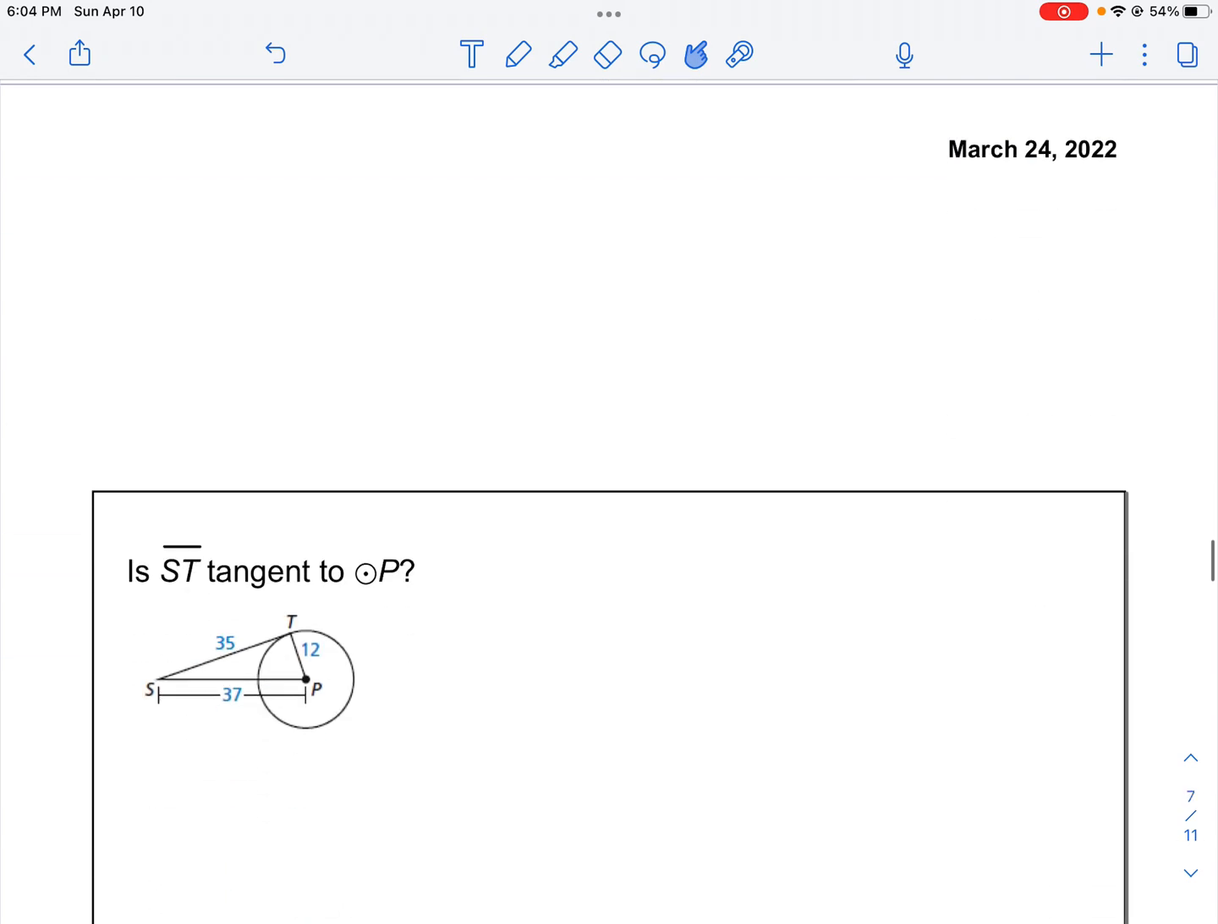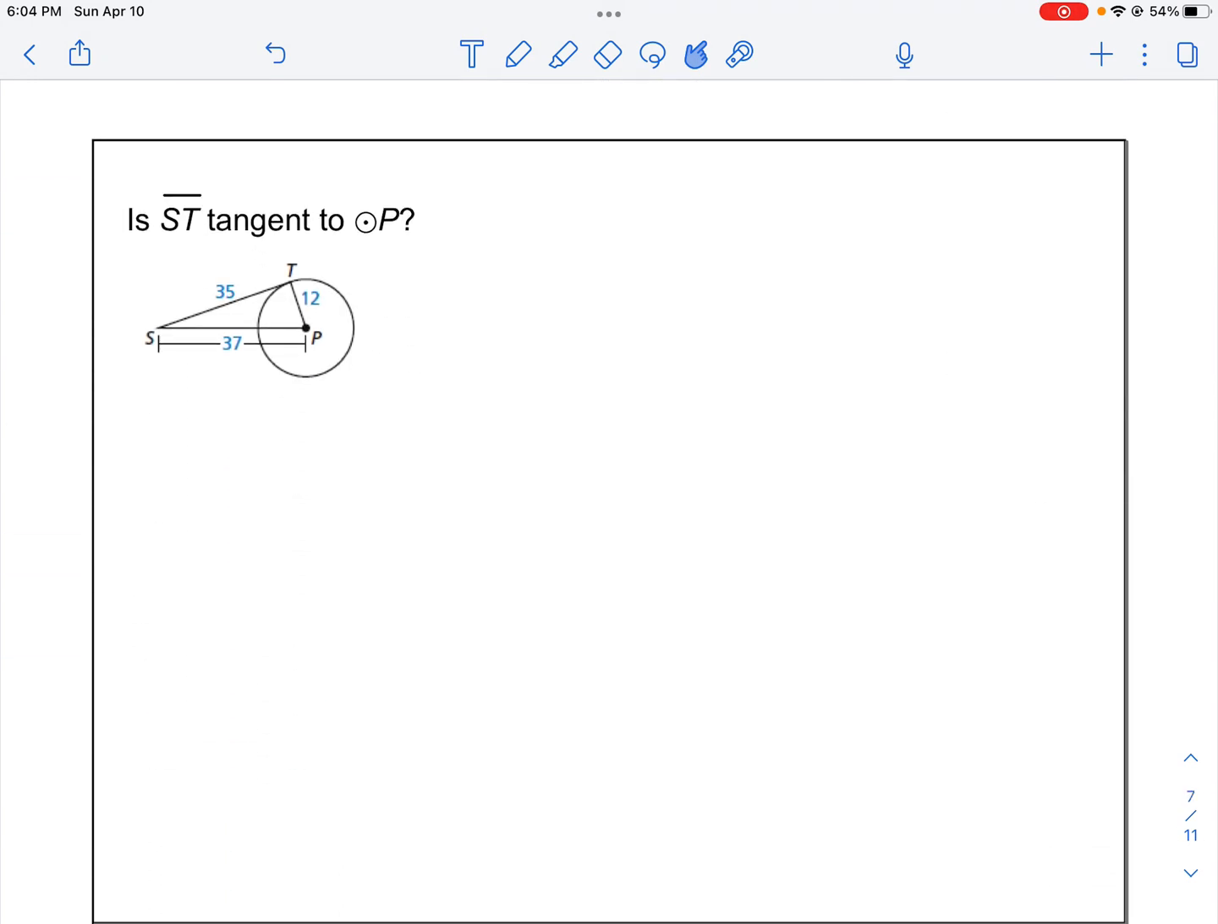All right, so let's see if we can use these theorems. Okay, so it says, is ST tangent to P? Another way of saying that is, ST, this line, and the radius, do they make a 90-degree angle? Well, if I look at this, you know what shape this makes? That makes a triangle. So I'm just checking to see if this is a right triangle.